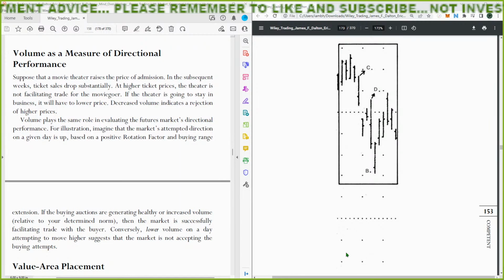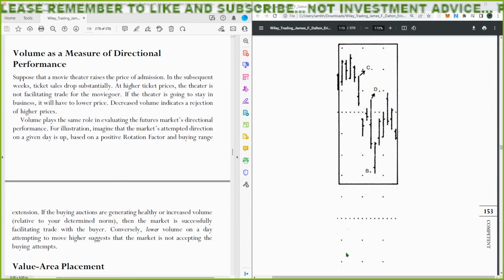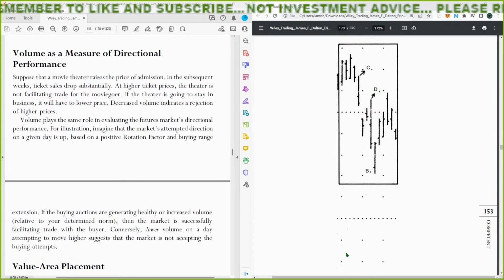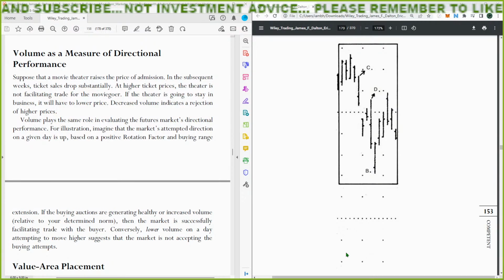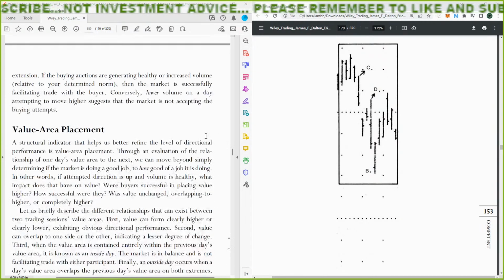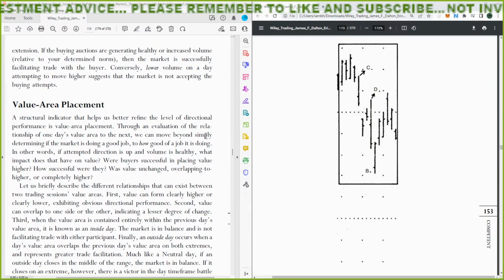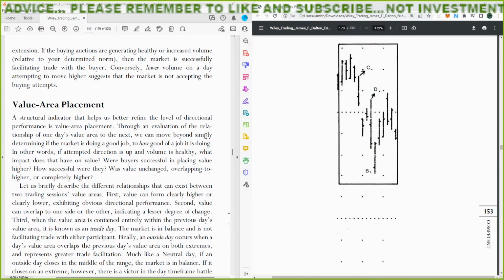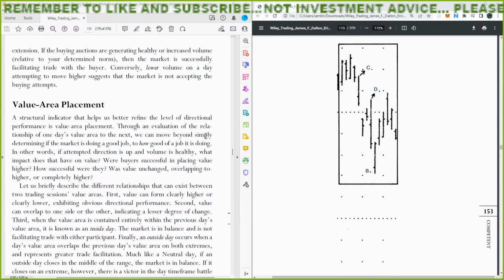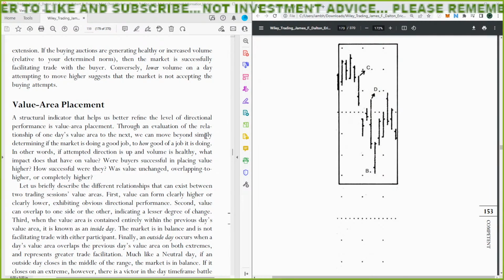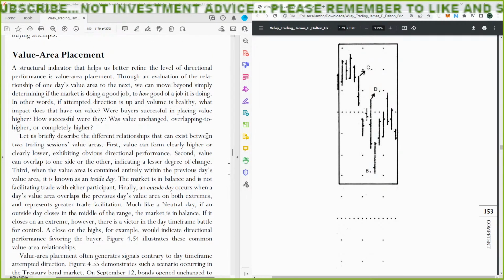Volume plays the same role in evaluating the futures market's directional performance. For illustration, imagine the market's attempted direction on a given day is up, based on the positive rotation factor and buying range extension. If the buying auctions are generating healthy and increased volume relative to your determined norm, then the market is successfully facilitating trade with the buyer. Conversely, low volume on a day attempting to move higher suggests that the market is not accepting the buying attempts.